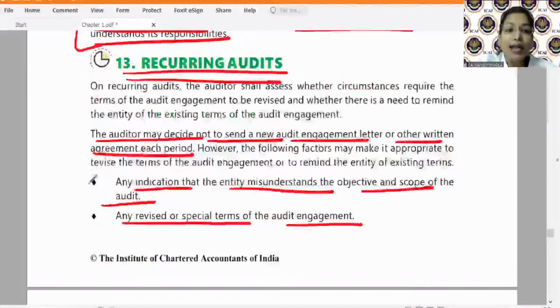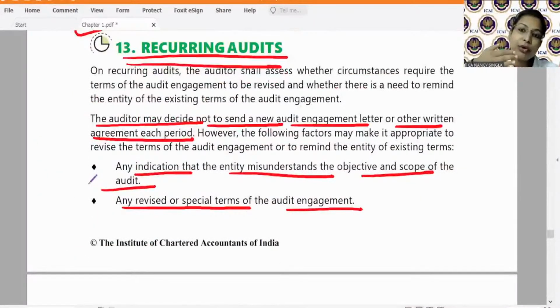ठीक है. Recurring audit मतलब जो आप last year भी audit या आप next year भी audit हो, तो क्या ऑडिटर को बार बार सेंड करना है अग्रीमेंट फॉर टर्म्स ऑफ ऑडिट एंगेजमेंट? सो द आंसर इज नो. बट येस, अगर कोई सर्कमस्टांसेस हैं जिसमें ऑडिटर को लगता है कि रिवाइज भी करना है या रिमाइंड करना है एंटिटी को, तो ही नीड टू सेंड इट अगेन. नाउ व्हाट आर दोस सर्कमस्टांसेस? इफ देयर इज एन इंडिकेशन, लास्ट ईयर ऐसा कुछ हुआ था जहां ऑडिटर को लगा कि देखो मैनेजमेंट को तो समझ ही नहीं आया कि ऑब्जेक्टिव और स्कोप क्या है, तो रीसेंड इट.